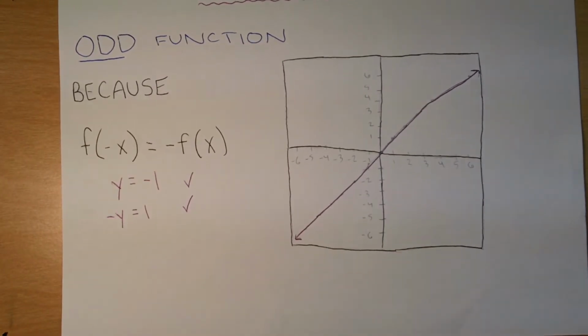As you can see, the linear function is an odd function because f of x equals x and the opposite of f of x equals negative x. For example, 1 equals 1 and negative 1 equals negative 1.